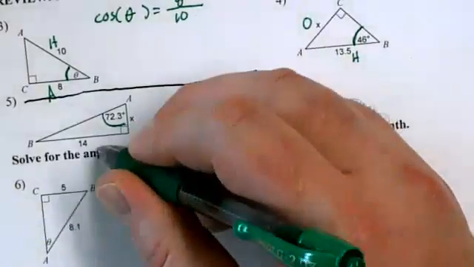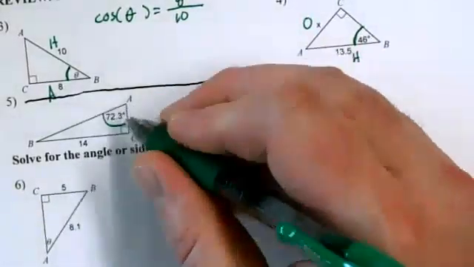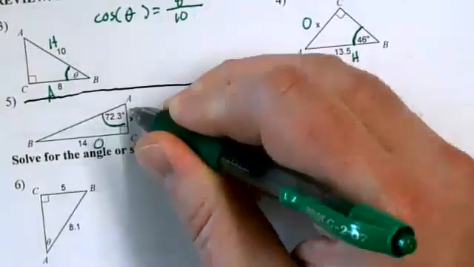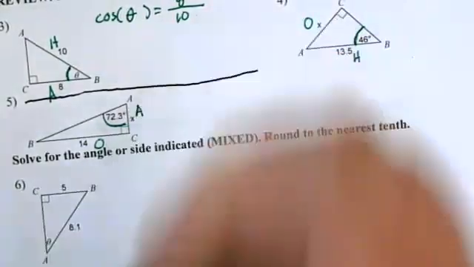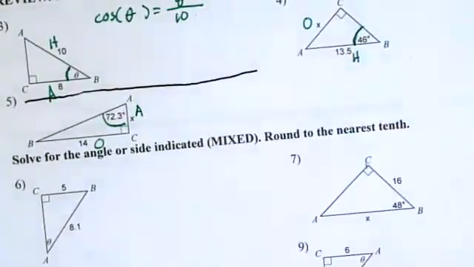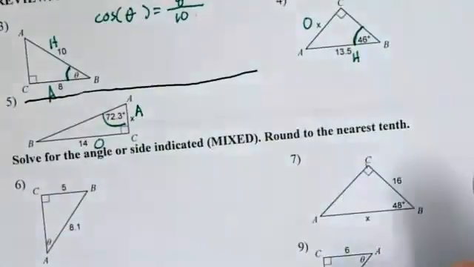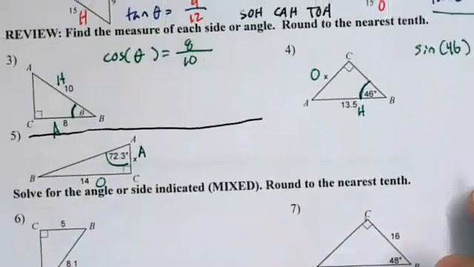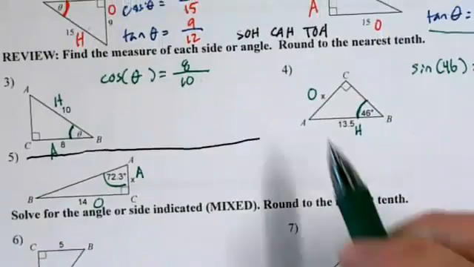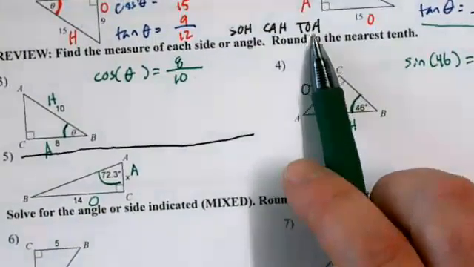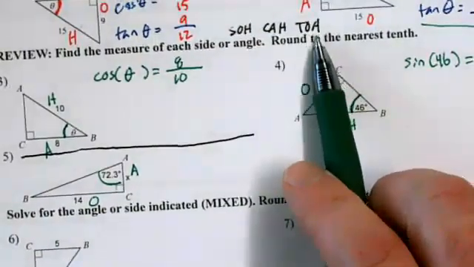So let's label them. Hypotenuse is here. That's neither of them. The 14 is opposite. The x is adjacent. Opposite and adjacent. I think we're using a tangent equation this time.